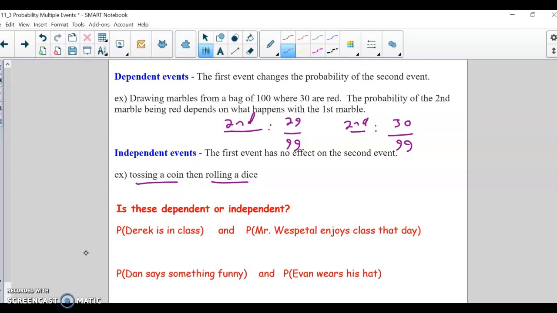So I've got a couple pairs of events here, and you have to figure out, do you think these two events are dependent or independent?